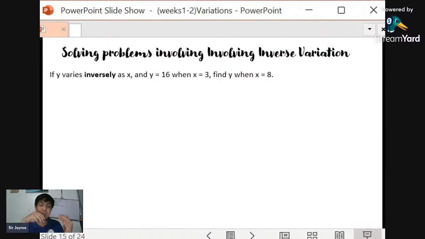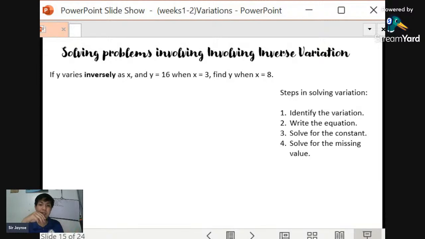So we're going to identify the variation. Ito yung step. Ganun pa rin. Write the equation, solve for the constant, and then for the missing value. And of course, we're still going to separate this problem into two parts. Okay? O ngayon, tatanungin ko kayo, saan mag-end yung first statement, and then saan mag-uumpisa yung second statement? Go. I think that's clear. Kasi dalawang beses na tayo magsasolve dito. The first one will be for the constant, and then the second one is for the missing value.